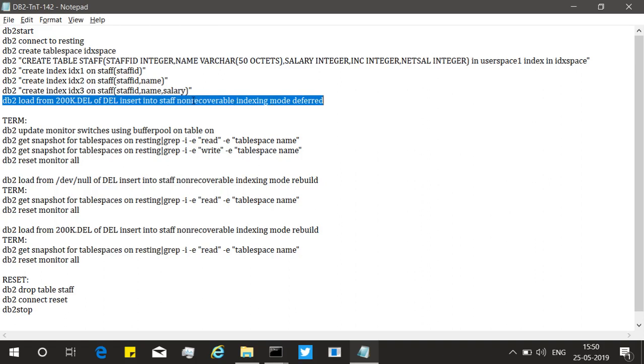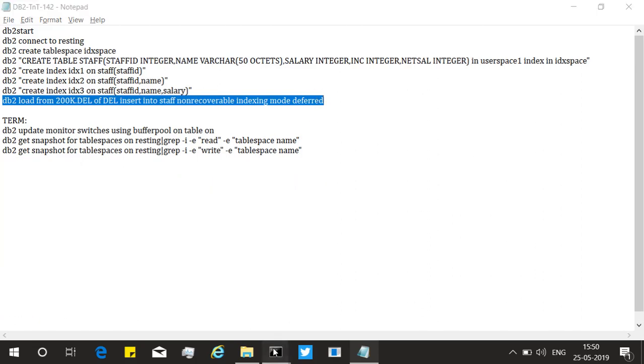So the indexes will still be invalid indexes only. I'm loading this to show that only on the data table space, which is user space one, I should see a lot of direct writes, and there should be pretty much no direct reads. And in the index table space, there won't be any direct writes either, because I am not rebuilding the index. That is the whole purpose of this.